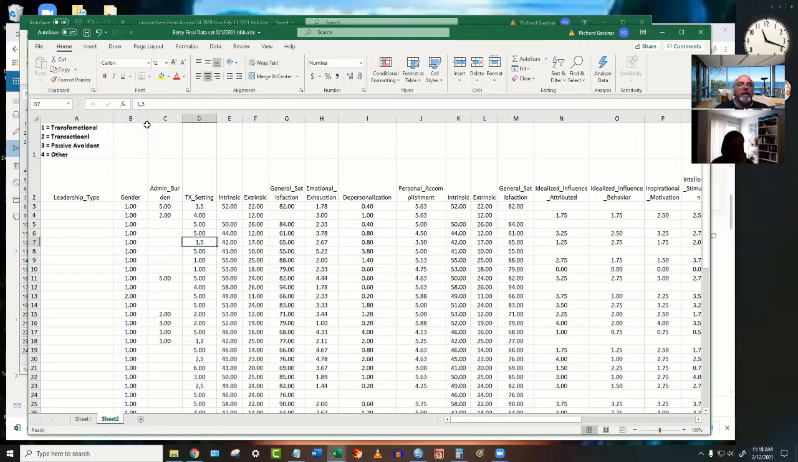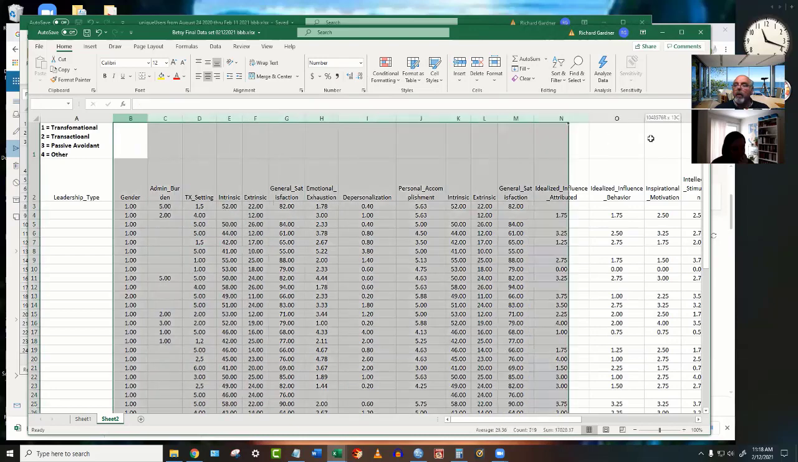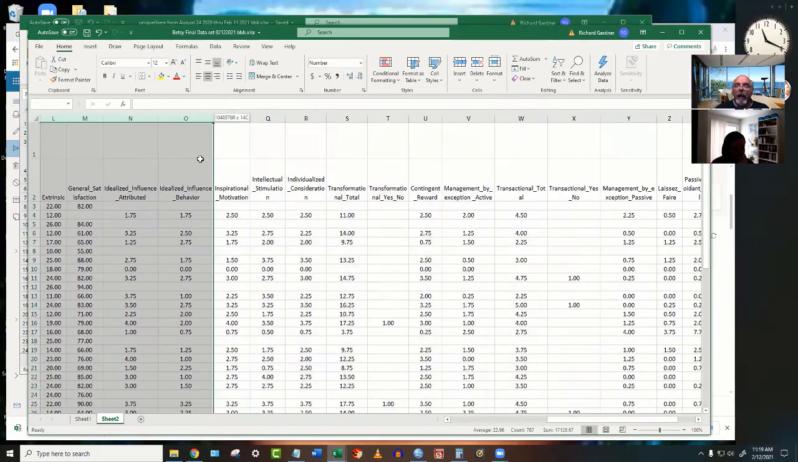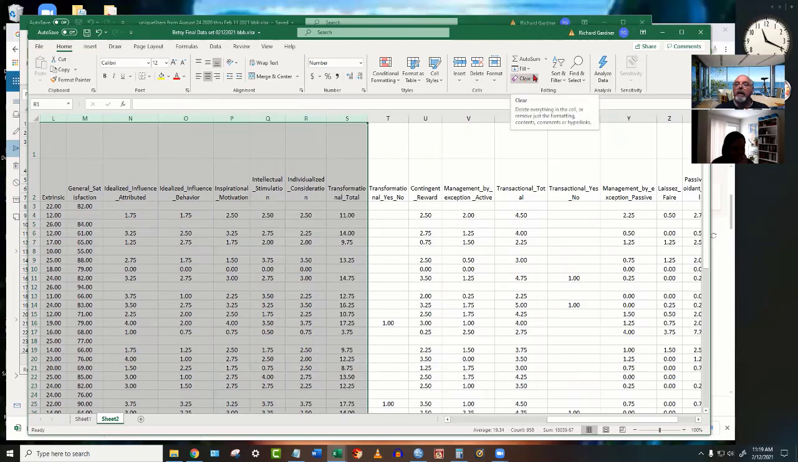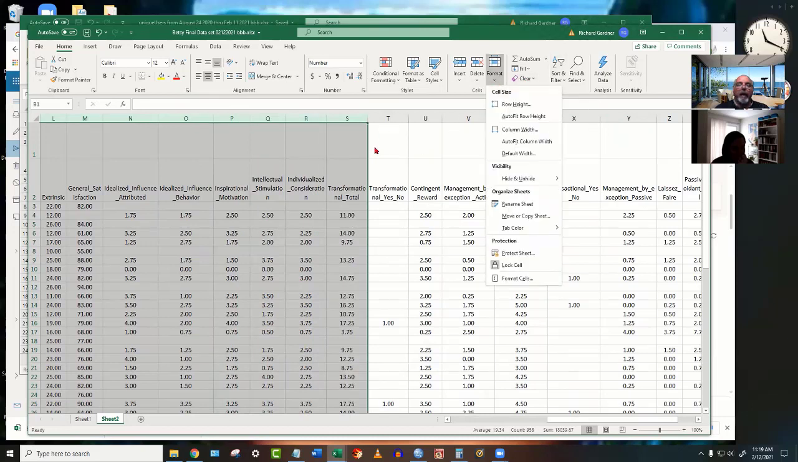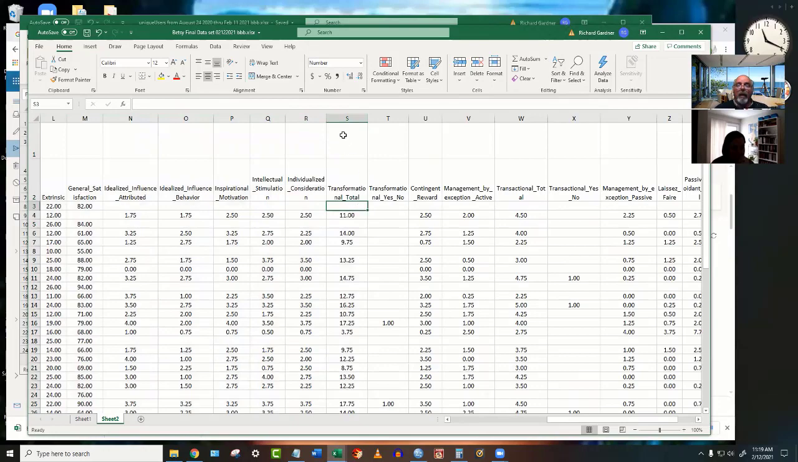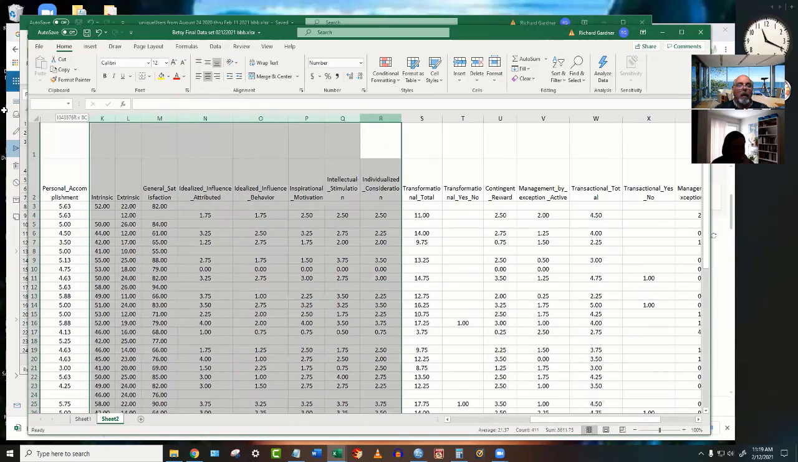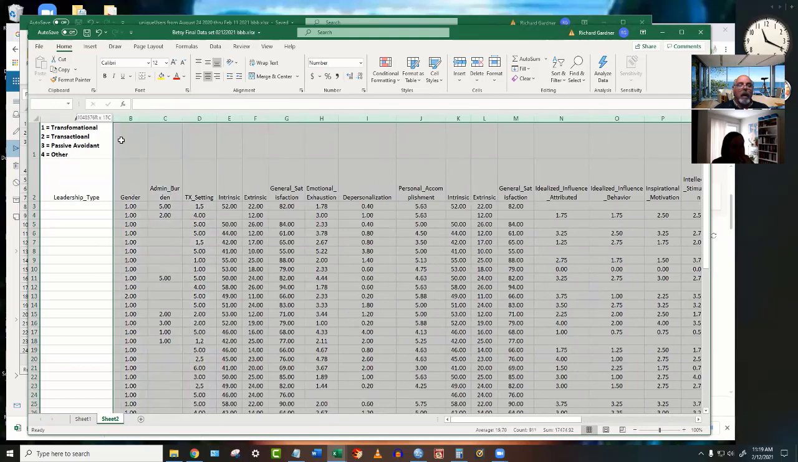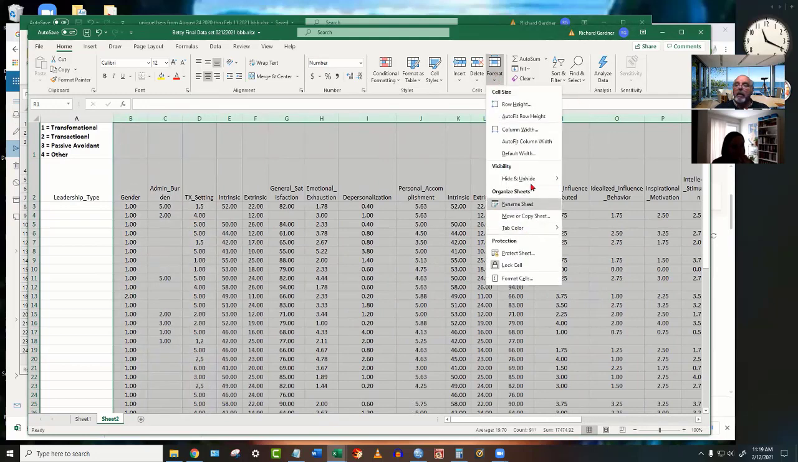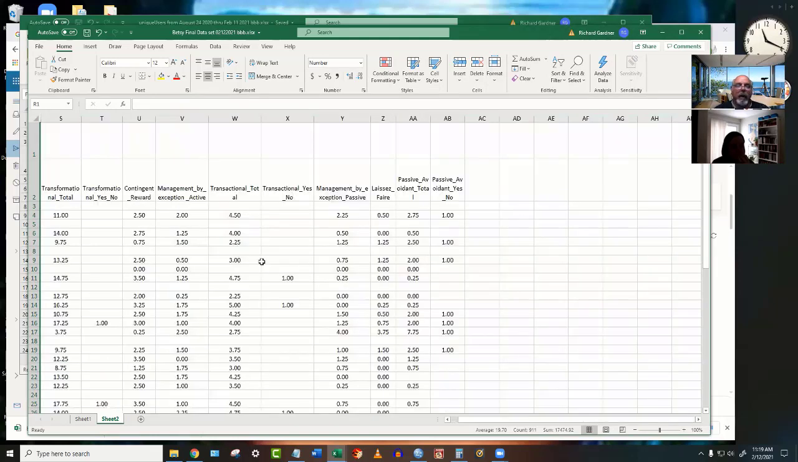Okay, so let's move these guys. Let's just hide them. So who's first? Transformational is first. Okay, so we're going to... Wait. Don't hide the transformational total. I'm going to need that. I'm going to need transformational total. Okay, all right. That column I'm going to need. Okay, we will hide everything up to that column. Hide column. There they are. Column brain. Boom.